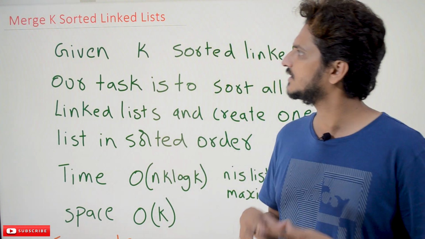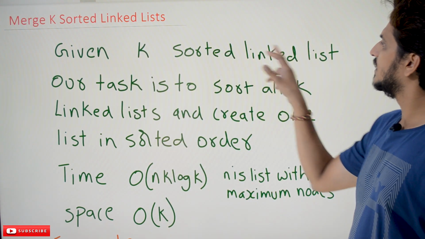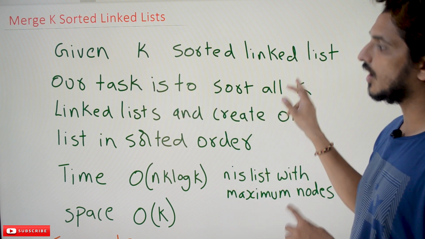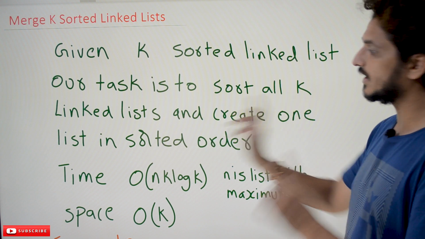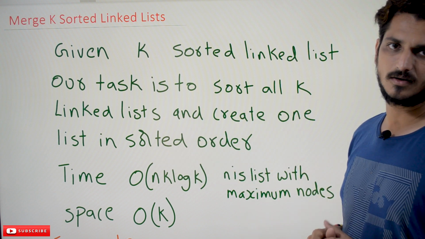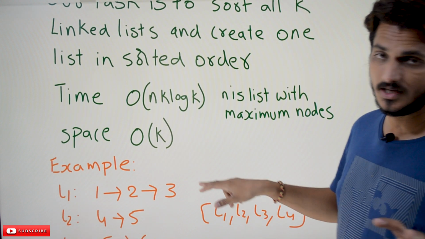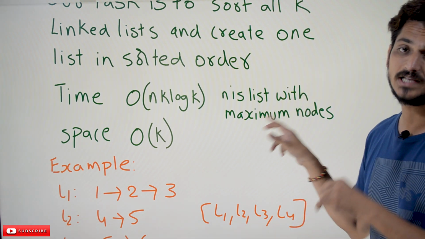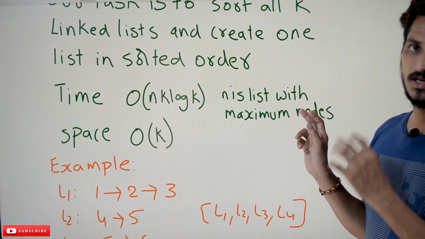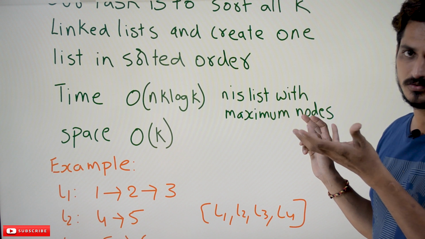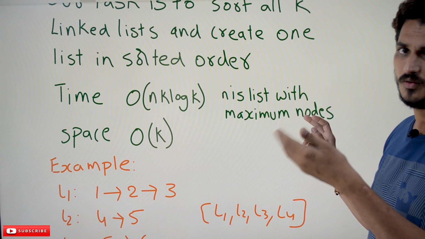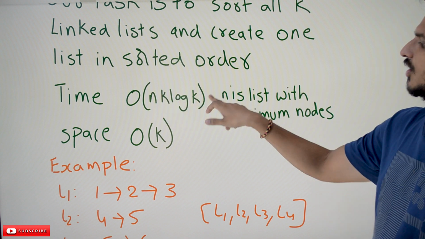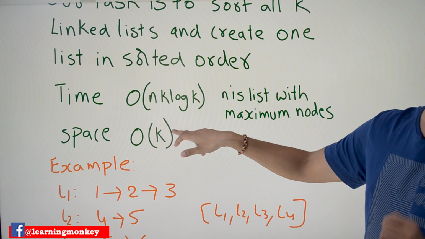Coming to today's class, given K sorted linked lists, our task is to merge all K linked lists and create one list in sorted order. The time complexity you have to maintain here is n k log k, where n is the number of nodes in the list with the maximum nodes, and the space complexity is order of k.